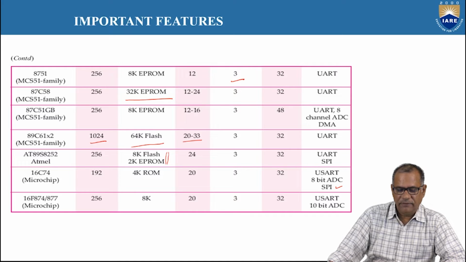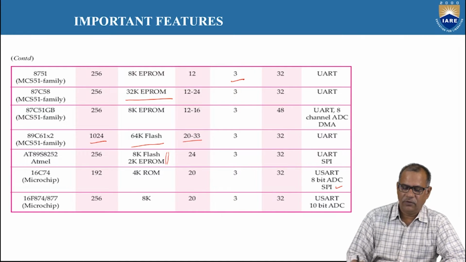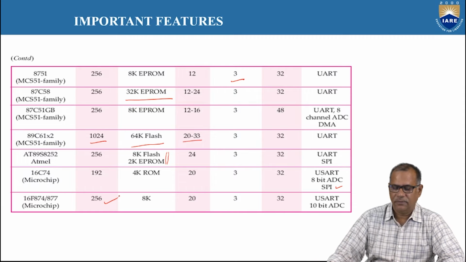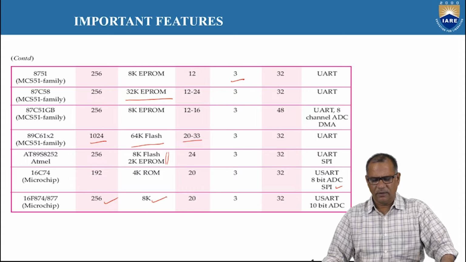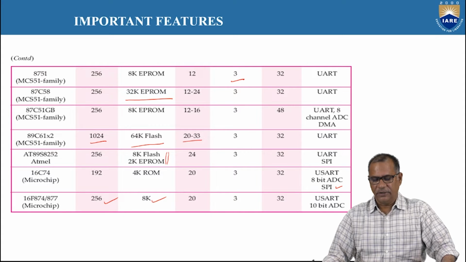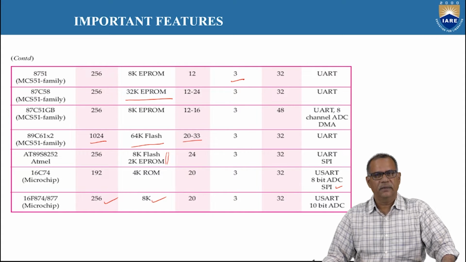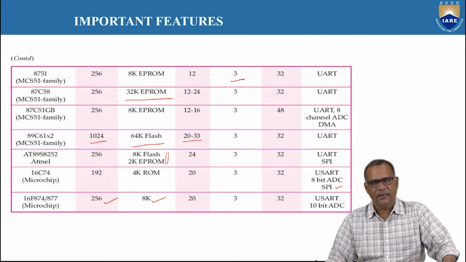So the 16F874 has 256 bytes of on-chip RAM, 8K ROM, and it works with a 20 MHz clock, 3 timers and counters, 32 IO lines, a USART, and a 10-bit ADC. ADC is analog to digital converter.